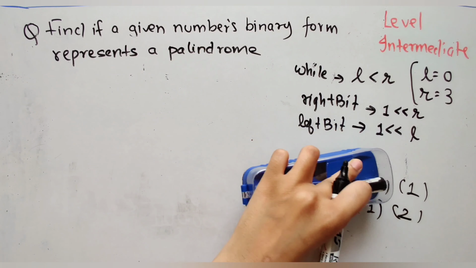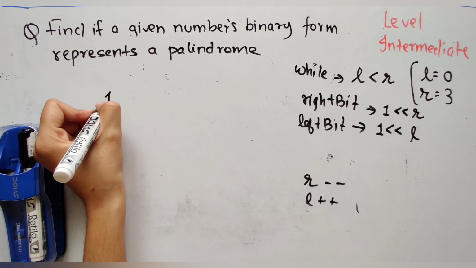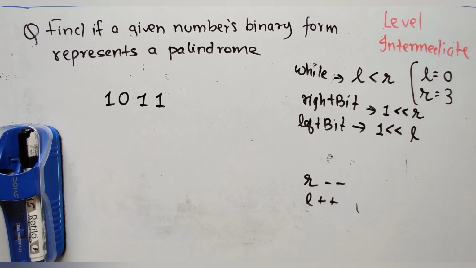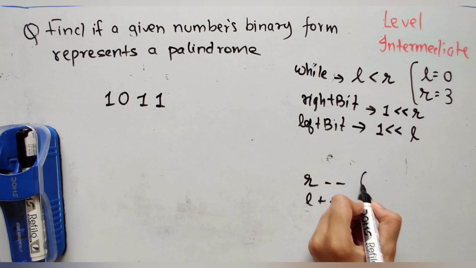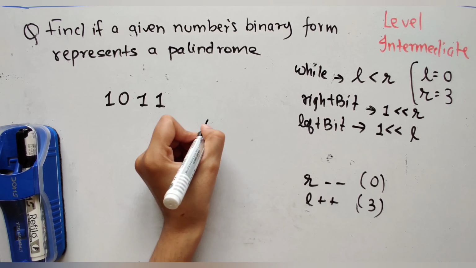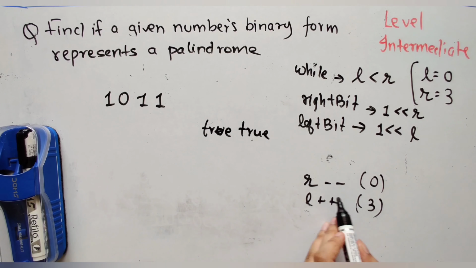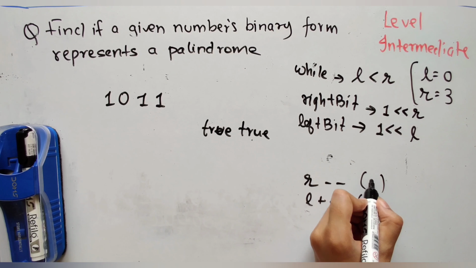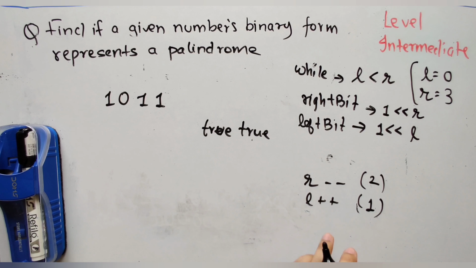Let me just erase this so that we can trace in a better way. Alright. I'm going to take 1 0 1 1. Okay. The first time we have already checked, right? The first time when the value is 0 and 3, we already know it's 1 and 1, we already traced it, so it returned us true and true, right? True and true. So then r minus minus returned 2 here, L plus plus returned 1 here. Okay. So I need to do 1 left shift 2 times and 1 left shift 3 times and see the result.